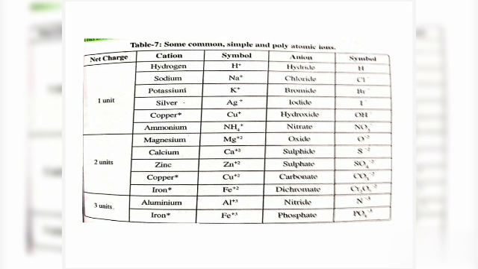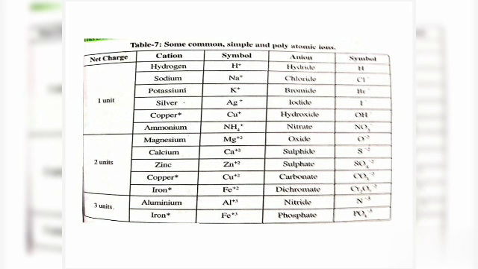Next, 3 units. Aluminium: first shell 2, next shell 8, third shell 3, losing the 3 electrons. So Al3+ cation forms. Nitride taking 3 electrons, N3- will form. Iron Fe3+ means losing 3 electrons, and phosphate PO4 3- means taking 3 electrons.